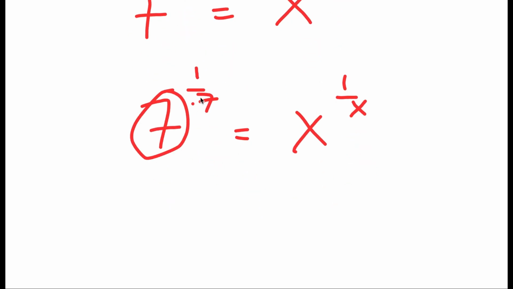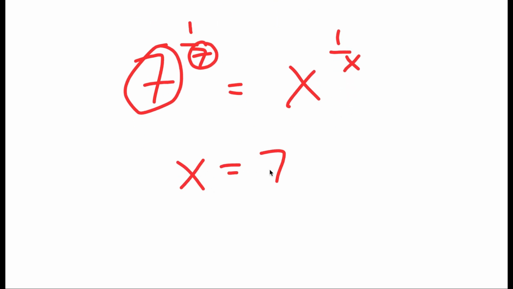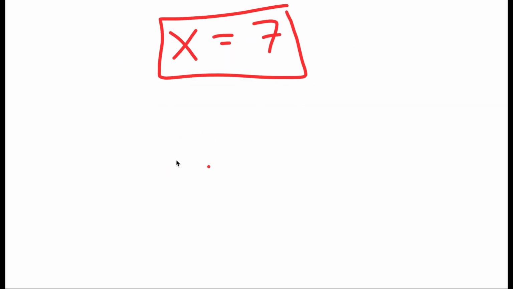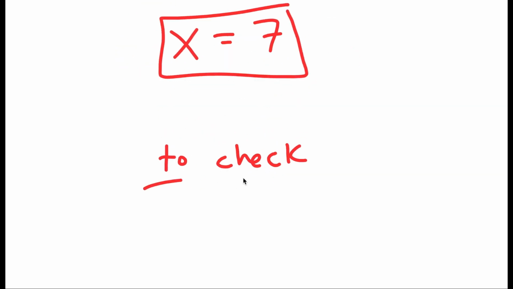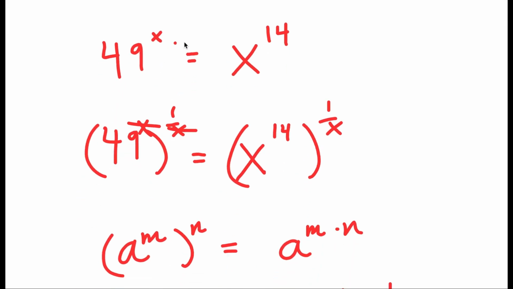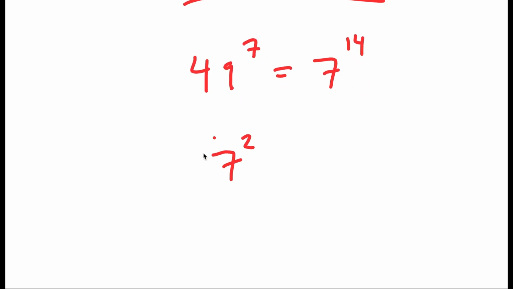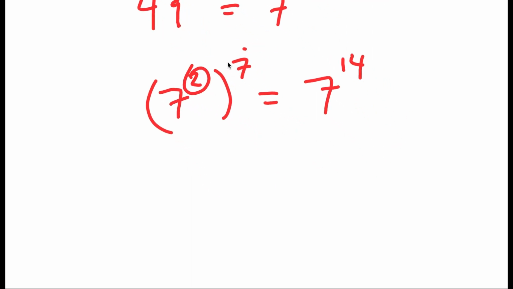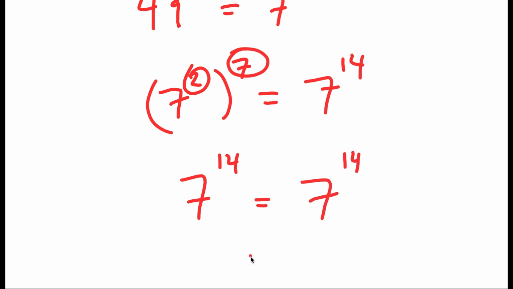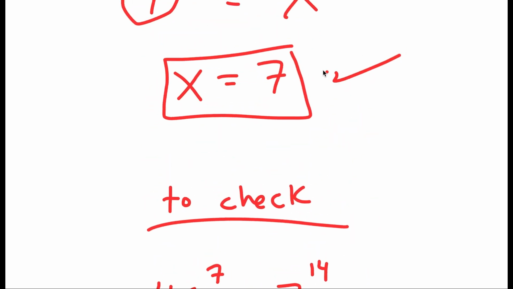And notice how this is in the form number to the power of 1 over that same number is equal to x to the power of 1 over x, meaning x is that number, which is 7. And to check, I have 49 to the power of x is equal to x to the power of 14, so I have 49 to the power of 7 is equal to 7 to the power of 14. 49 is 7 squared, so I get 7 squared to the power of 7 is equal to 7 to the power of 14. And remember, these two multiply, and 2 times 7 is 14, so I get 7 to the power of 14 is equal to 7 to the power of 14. And because this is right, I know my solution is right.